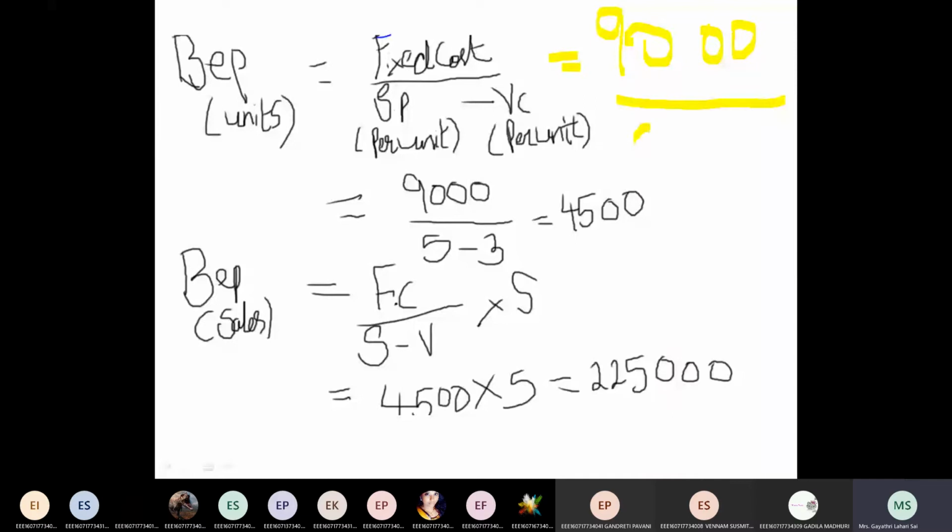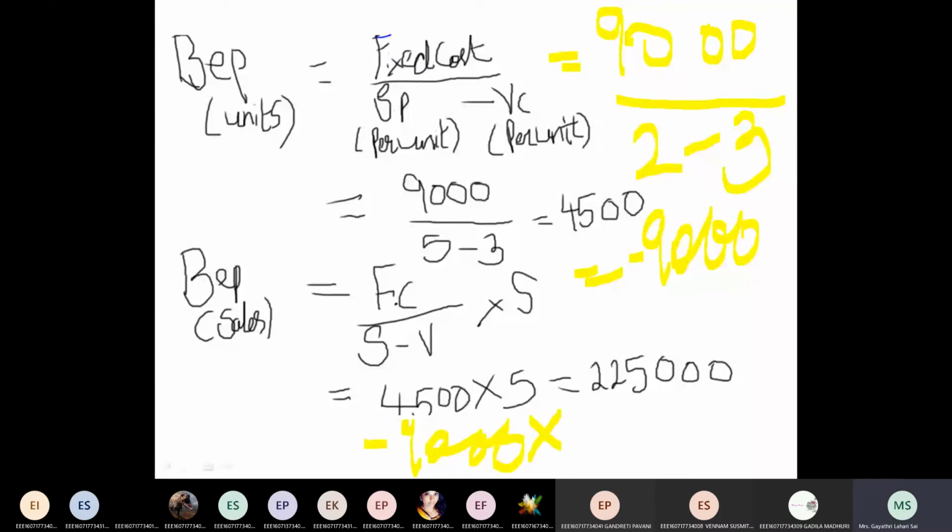In terms of the problem, they are telling you to change the selling price. So 2 minus, what is the variable cost of that? 3. So 3, what are you getting? Minus 9,000. 9,000 by 1, it is minus 9,000. Now if you substitute this minus 9,000 into S, what is S? S is 2. So you are getting minus 18,000.